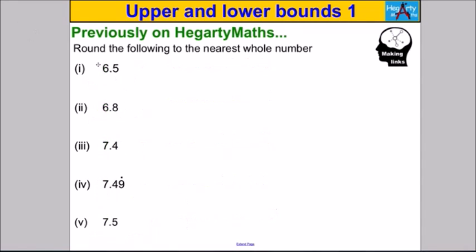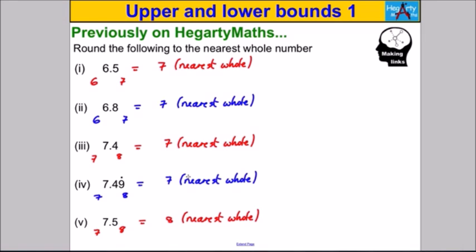And have a look at this. Any number from 6.5 all the way up to 7.49 recurring rounds to 7. But if you're just slightly more than that, you round up to 8. If you're at 7.5, you round to 8.